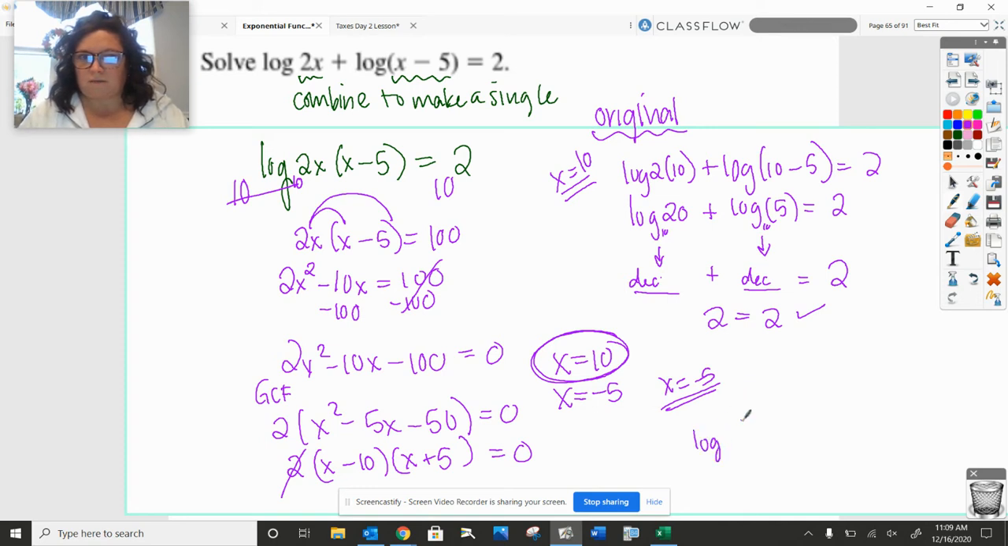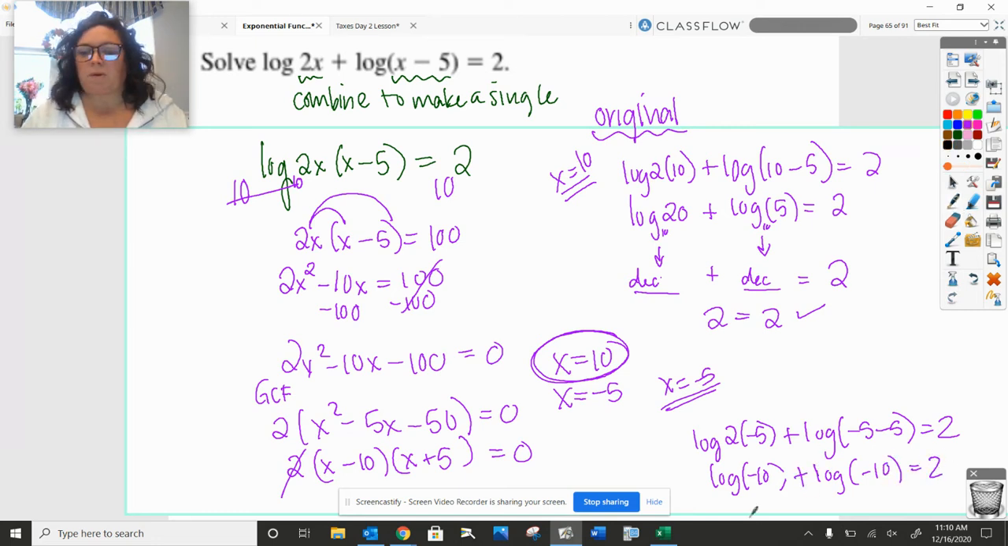Again, you're plugging into the very beginning. So I have log of negative 10 plus... oop, not equals. That should be a plus sign. So sorry. Plus log of negative 10 equals 2. Remember, do not put these logs together. You're testing it out in the original.